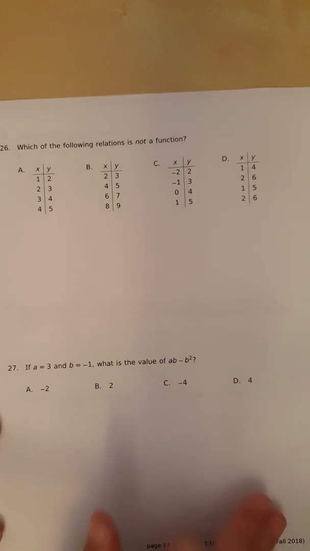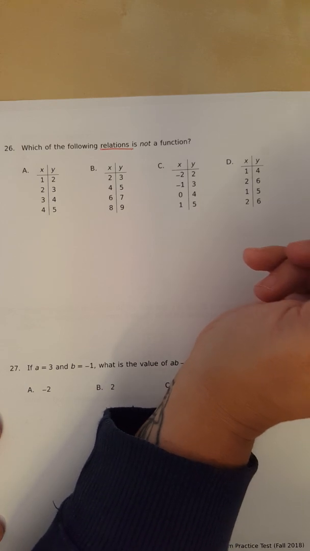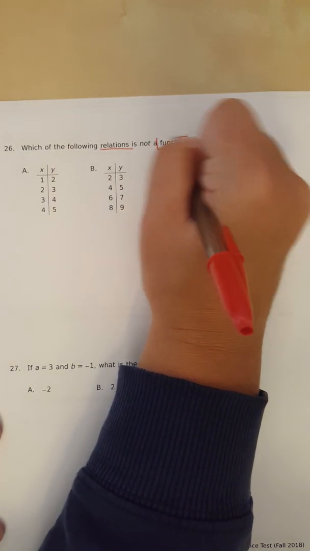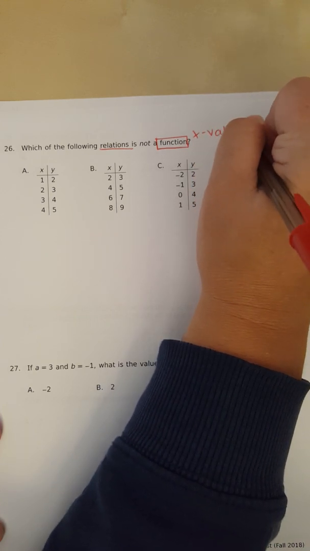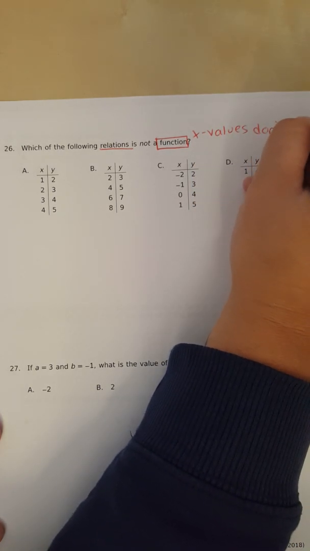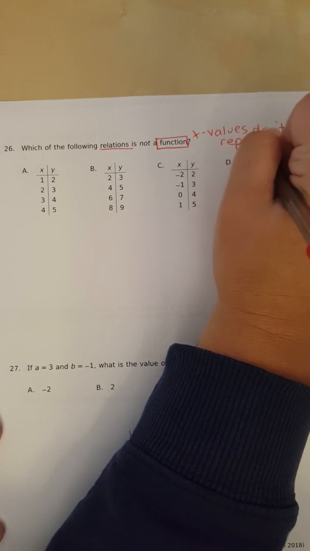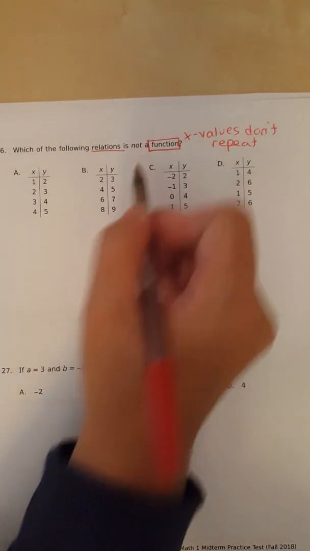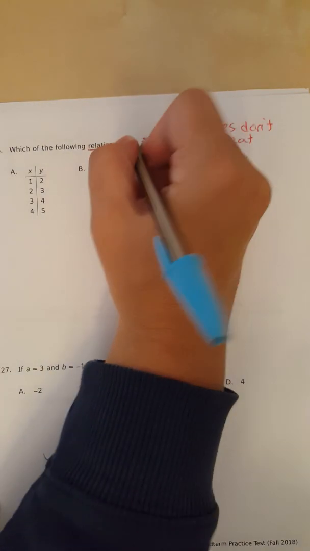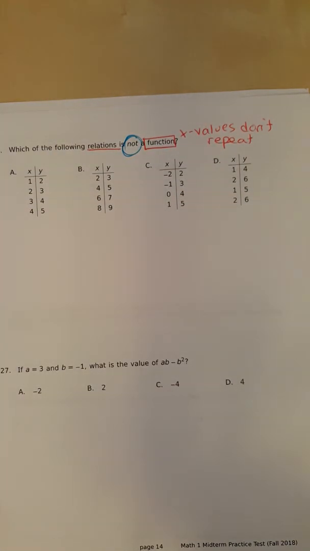All right, number 26. Which of the following relations, so remember a relation is a set of ordered pairs, is not a function? So remember, a function, our x values don't repeat. And if they repeat, they have to be with different y values. So let's go through. Okay, and one very important word here is not. So you got to be careful of those words because that's the difference in getting it right or wrong.